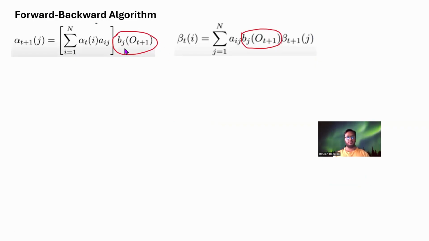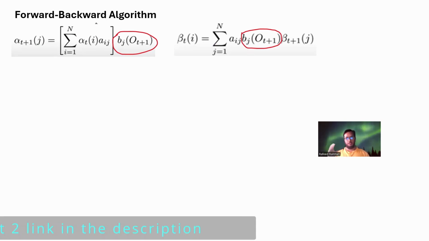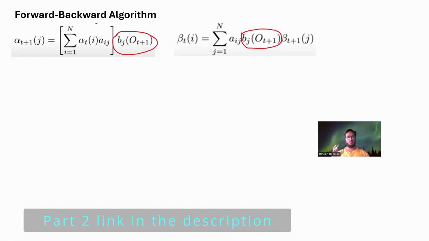You just replace the observation probabilities in this alpha and beta calculation with the formula that I just showed you, the Gaussian formula. Now, if you don't understand the forward-backward algorithm, if you don't understand how alpha and beta are actually coming up, you must visit part 2 of the video series.